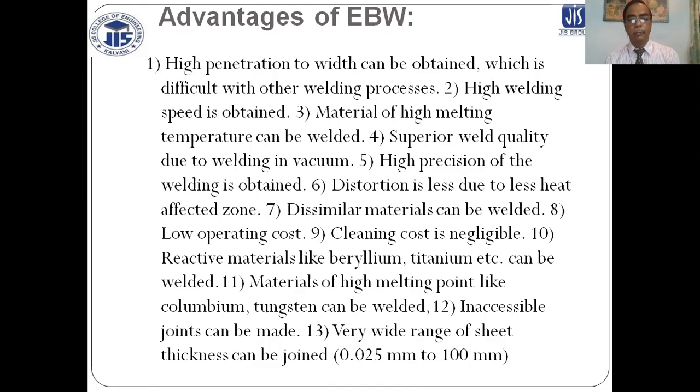10. Reactive materials like beryllium, titanium, etc. can be welded. 11. Materials of high melting point like columbium and tungsten can be welded. 12. Inaccessible joints can be made. Very wide range of thickness can be joined, from 0.5 millimeter to 100 millimeter.